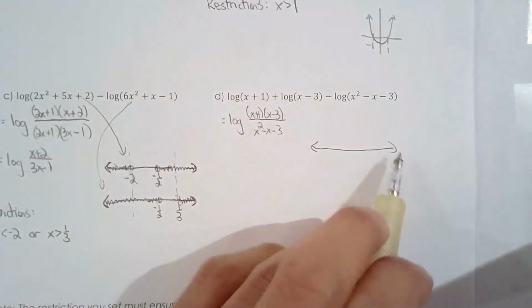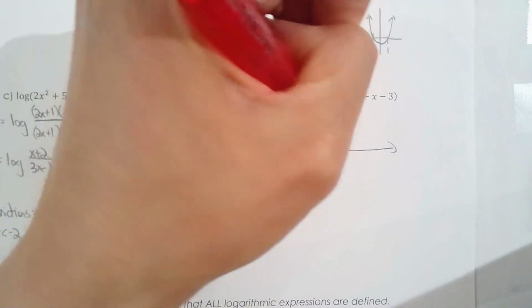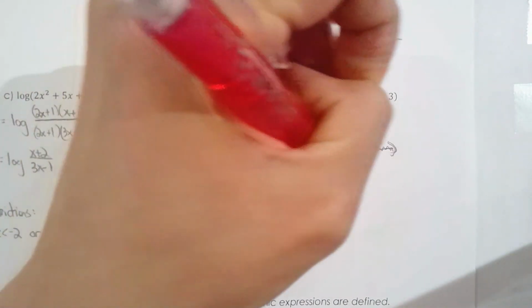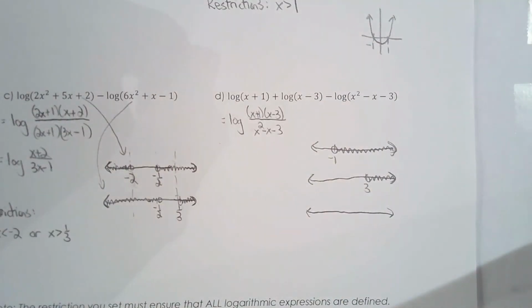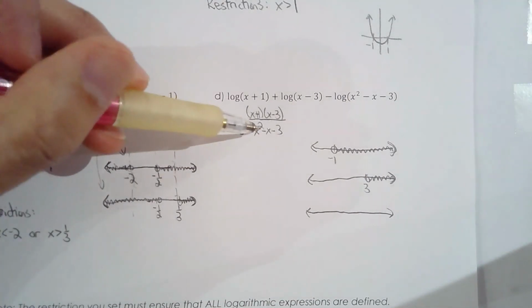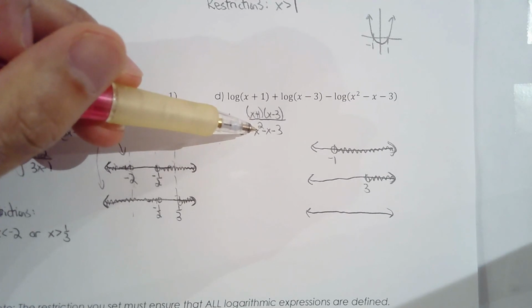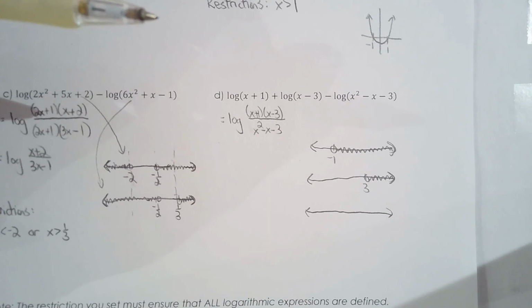So my first number line will be for my first term, x plus 1. When is that positive? When x is greater than negative 1. Okay, what about my second term? When x is greater than 3. Oh boy, what about the third term? Well, because it's not factorable, let me check the discriminant really quickly in my head. 1 minus 4ac. 1 minus 4. Yeah, it is. There are 2 roots. We just gotta find them.